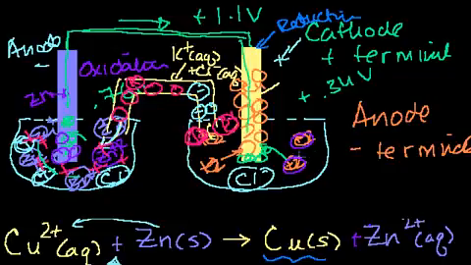Likewise, if this becomes really negative from all of the chlorine atoms jumping out, electrons aren't going to want to go here because the like charges repel each other. So that's what having the salt bridge neutralizing the solution does for you. It keeps it from getting negative, and then our galvanic cell can keep operating.